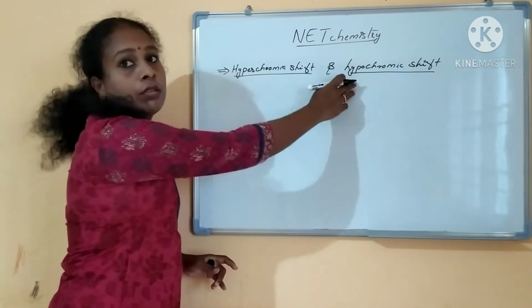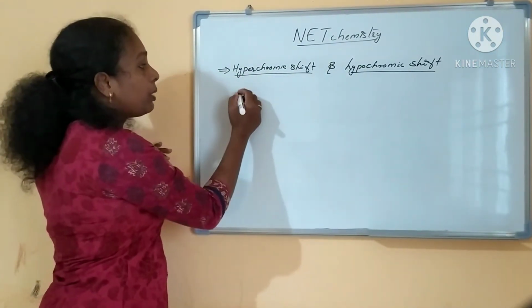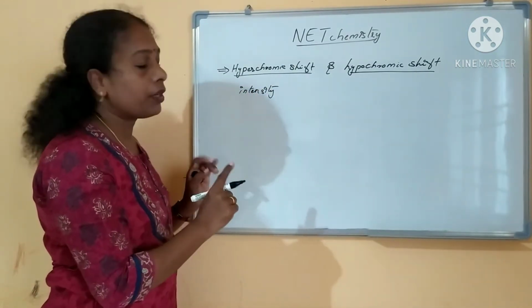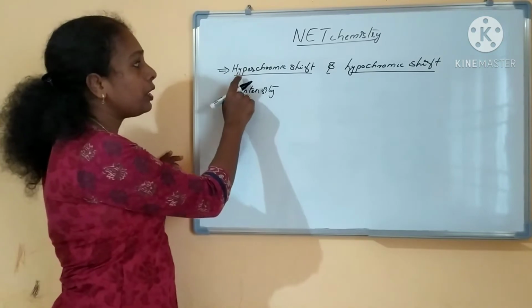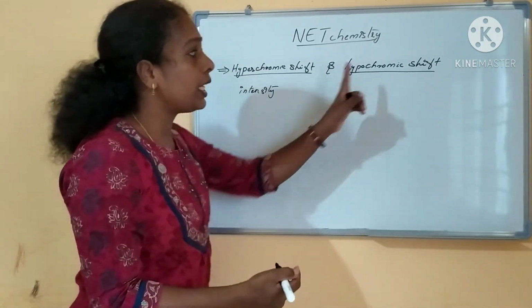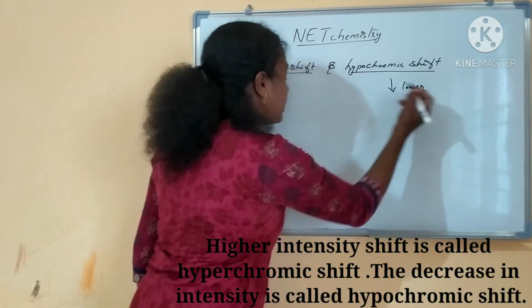Okay, so next I am saying hypochromic shift and hyperchromic shift. This is based on intensity. Blue shift and red shift are based on wavelength. Here it is an intensity shift. Hyperchromic means it will be shifting to a higher intensity region, and hypochromic means it will be shifting to a lower intensity region. We will see with an example.